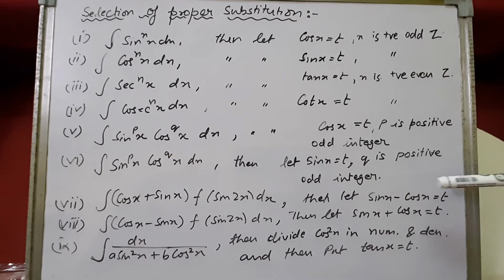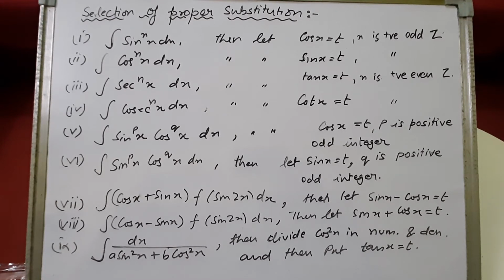To do proper substitution. In the next point, the seventh point, it is given integration of (cos x plus sin x) f(sin 2x) dx. If this type of question comes where we have cos x plus sin x, the derivative of sin x minus cos x is cos x plus sin x. So if we differentiate sin x minus cos x, we will get cos x plus sin x. So what are we going to assume? We are going to put the value of sin x minus cos x as t. And then (cos x plus sin x) dx equals dt will come.